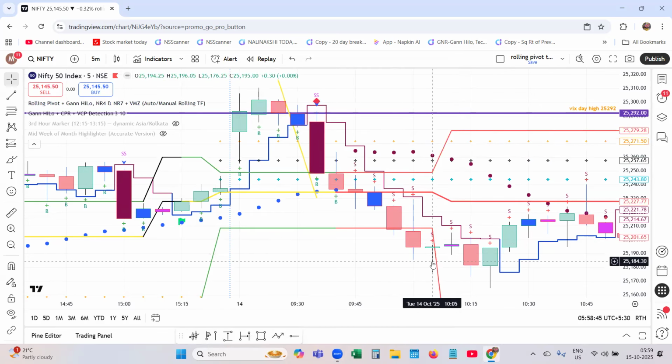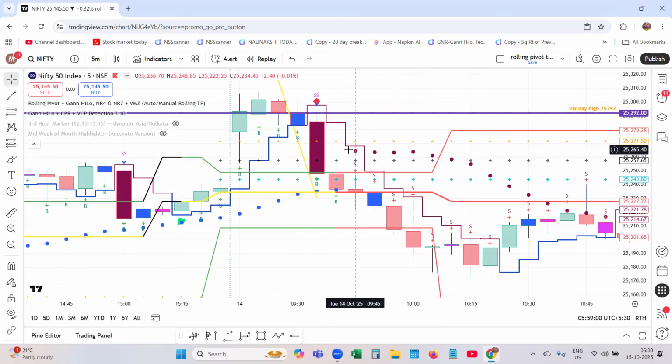Okay. So this is CPR. CPR starts forming over here, 1, 2, 3. This is CPR and this is the longer term Gann HiLo. The signal generates only as the rolling pivot has been coded like that. The signal generates over here. But you will not be prepared for this fall.